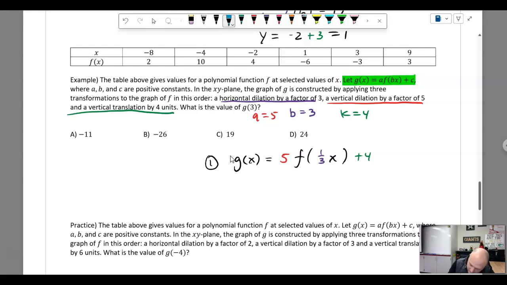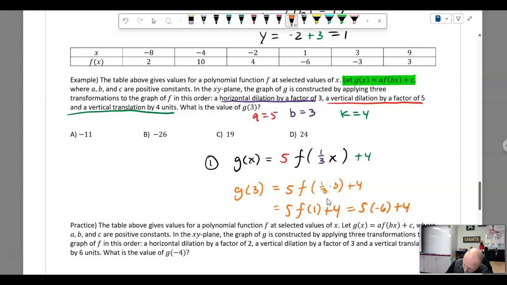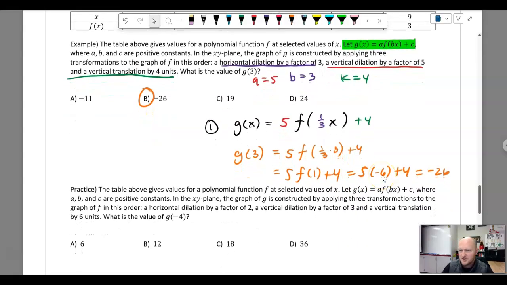So here's what they want. They want g of 3. What's g of 3? All we do is plug it in. 5 times f of 1/3 times 3, plus 4. So in this part we're going to get 1. 5 times f of 1 plus 4, and f of 1 gives you -6. So 5 times -6 plus 4 is -26. I don't know why I was so unsure of 5 times -6. I had trust issues for a second. Okay, there we go, -26.